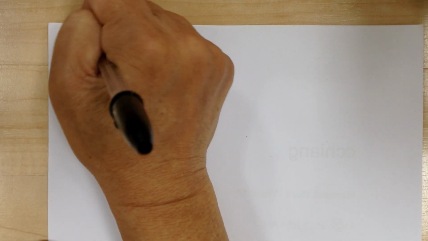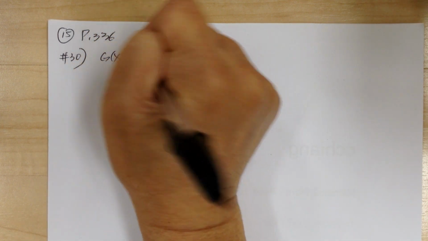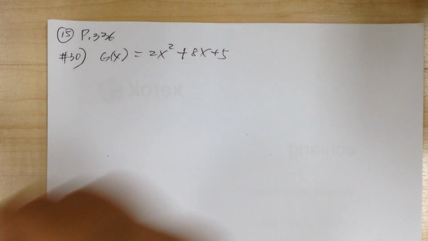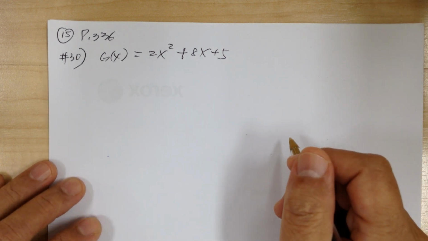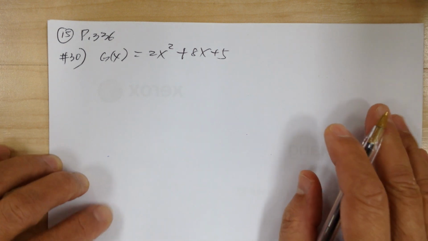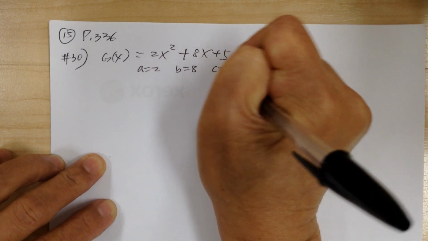This is from page 336, number 30. You've got g of x equal to 2x squared plus 8x plus 5. You're looking for the vertex, and you're looking for the domain, range, and the zeros. So let's do one at a time. First, let's find the vertex. Just like before, you've got a equal to 2, b equal to 8, c equal to 5.